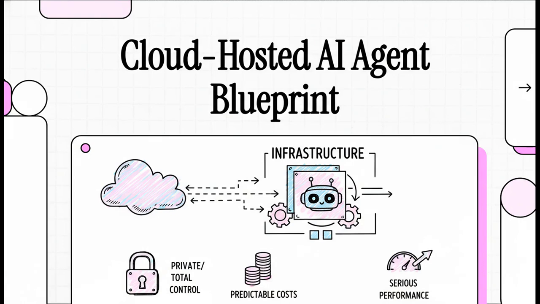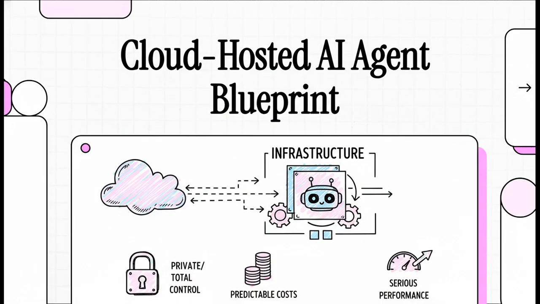All right, let's dive right in. Today, we're laying out the complete blueprint for deploying your very own AI agent infrastructure right in the cloud. We're talking about getting away from those unpredictable API bills and any worries you might have about privacy. This is all about giving you total control, predictable costs, and some seriously high performance.